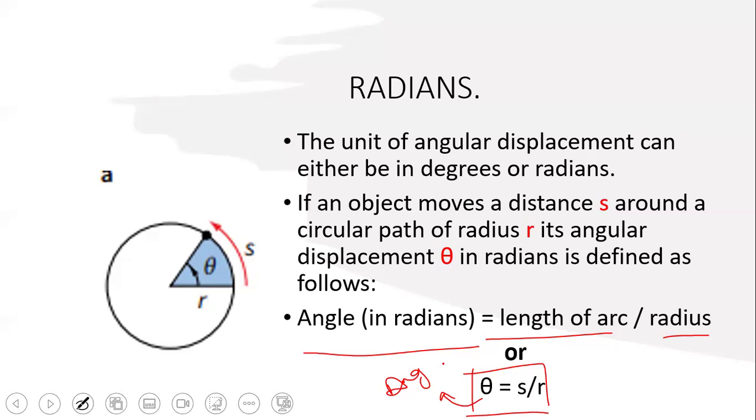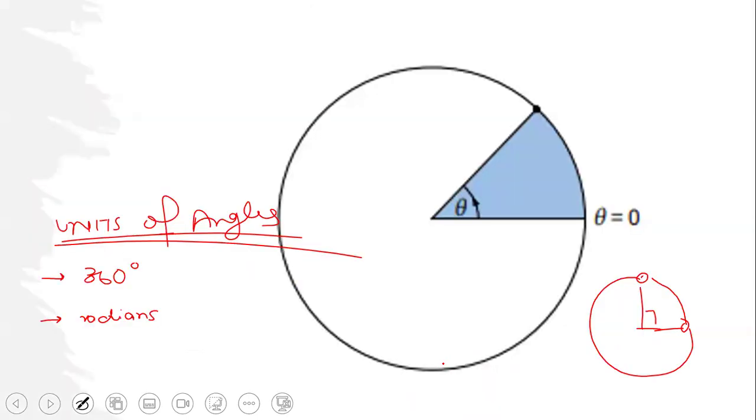Unless, of course, the question specifies give the answer in radians. Radians is what you should choose. So there are two units that we can have for measuring angles or angular displacement. So angular displacement can either be degrees or radians. Now, you should know how to convert degrees into radians.